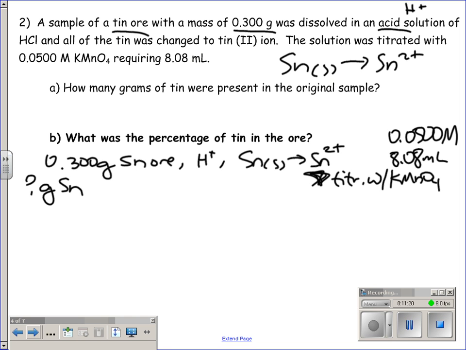Grams of tin, right? Just straight tin, not tin ore. Alright, so this one's a little harder. The first thing that happened was we got all the tin to tin 2. And then we reacted tin 2 with this. So the reaction we're actually talking about is the tin 2 reacting with the permanganate, because that's what we have information for. We have information about permanganate, so we have to use that. However, it's in acidic solution, so we can balance with acid.